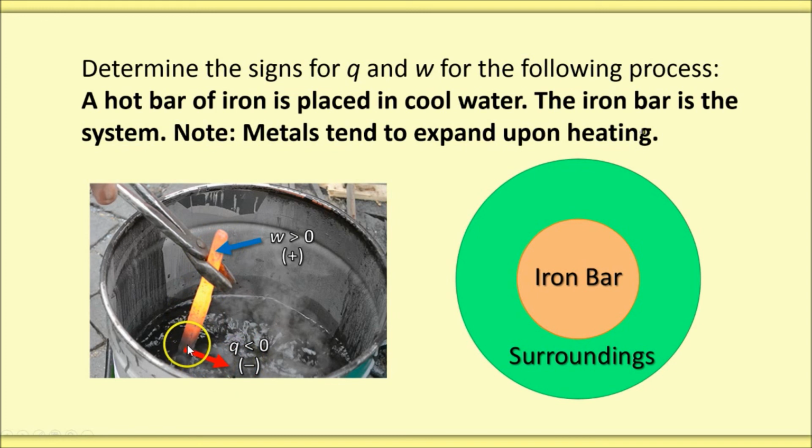Heat always moves from hotter to cooler objects that come into contact with each other. So the heat's going from the hotter iron to the cooler water. Therefore, the surroundings is able to compress the iron and push against it, and the volume of the iron is going to decrease, which means work is being done on the iron, and the iron is our system in this case. So to translate that into our system surroundings diagram, heat is lost by the system, which makes it negative. Work is done on the system, which makes it positive.